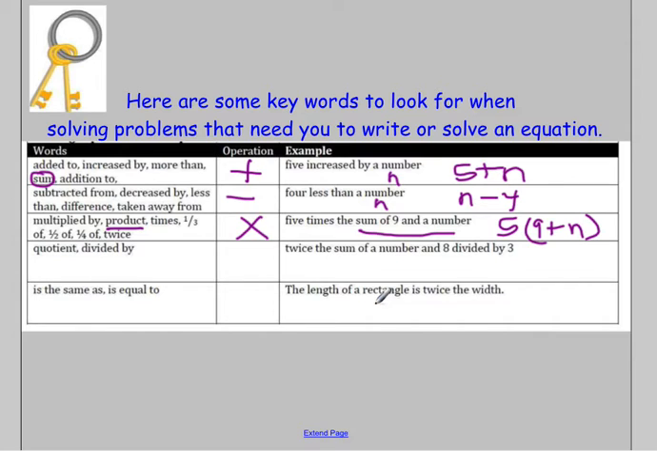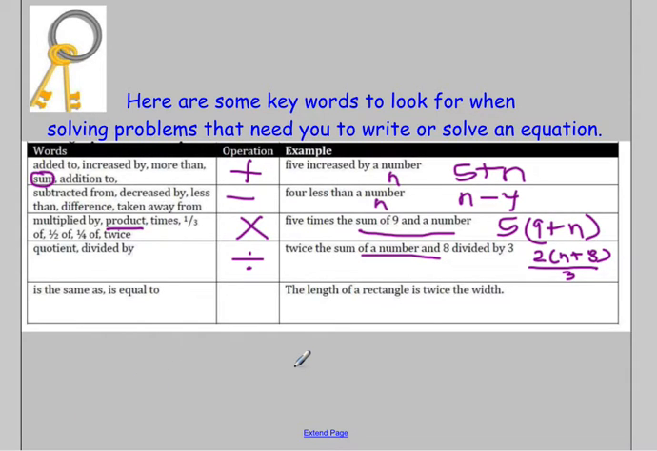Okay. The next one is quotient or divided by. That shows me division. Okay. Twice the sum of a number and 8. So sum of a number and 8 would be n plus 8 times 2, twice. Okay, so you got to do that part. Divided by 3 over 3. So that would be for quotient as an example.